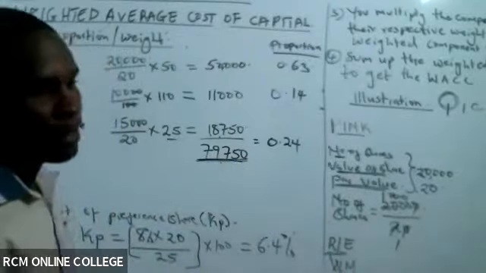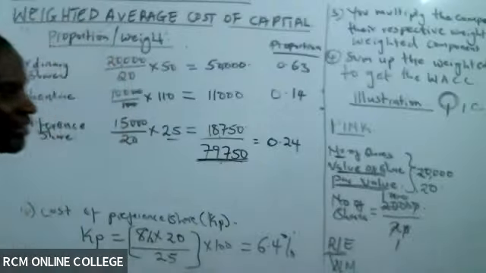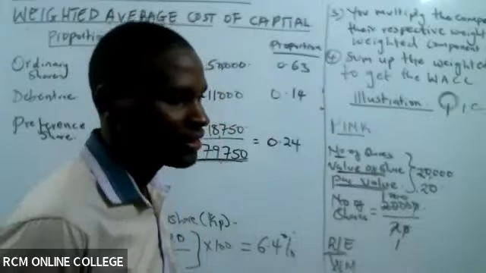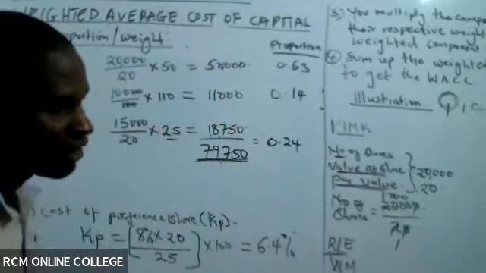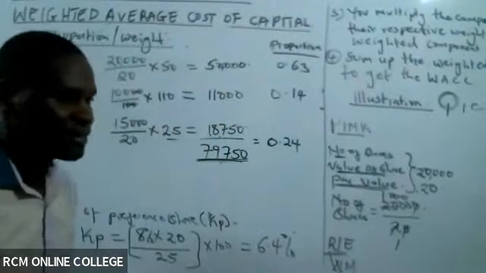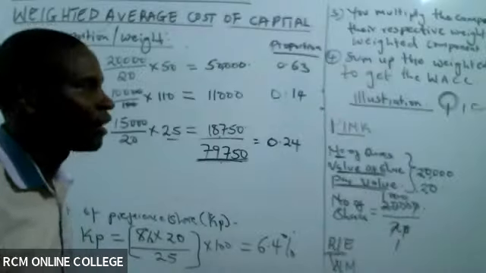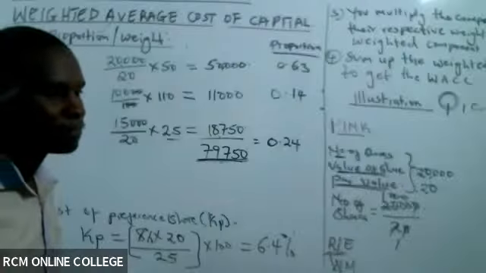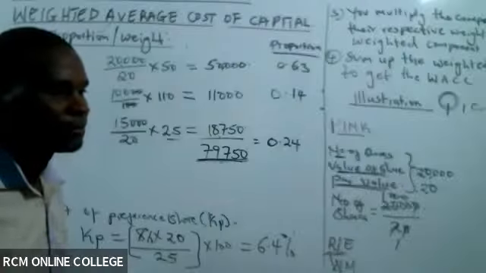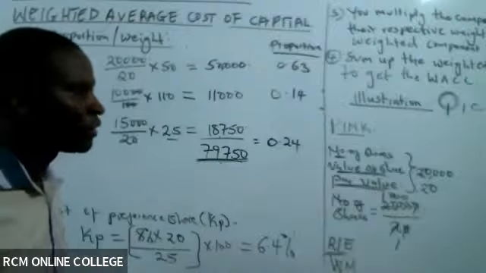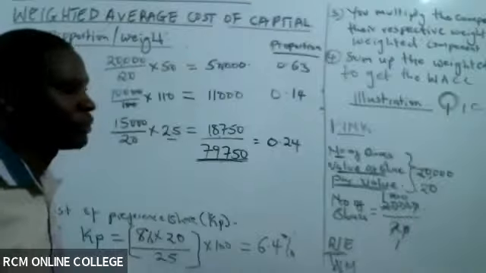Are we together? Now we are getting to our WACC. We are getting to our weighted average cost of capital. Are we together as far as computation of proportion is concerned? Are we really together? As far as computation of our weight or our proportion is concerned.